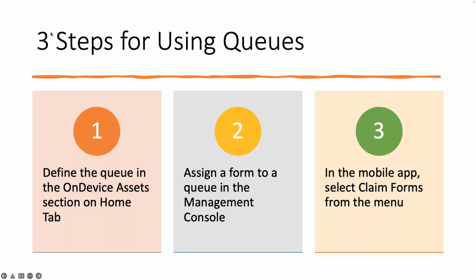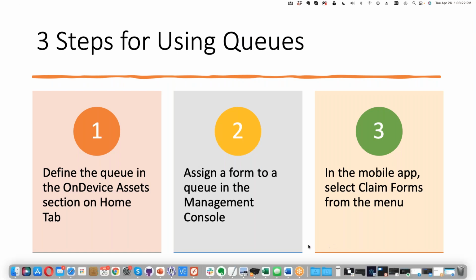Okay, so there are really 3 steps for using queues. The first step is to define the queue. You do that using JSON in the on-device asset section of the Home tab. It's a little bit tricky because it's JSON, but I'm going to show you exactly how to do it. And if you're watching this video, or even if you're watching this live, and you do get stuck or something like that, this is absolutely something we're happy to help you with. You could send an email to tfservice@alphasoftware.com, although maybe you'll get it right the first time.